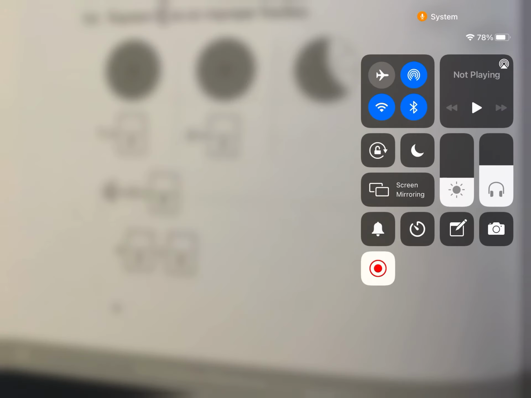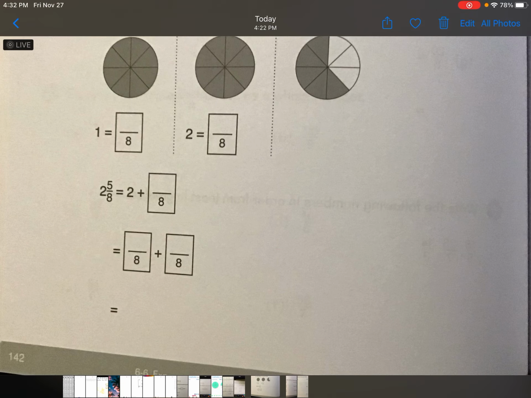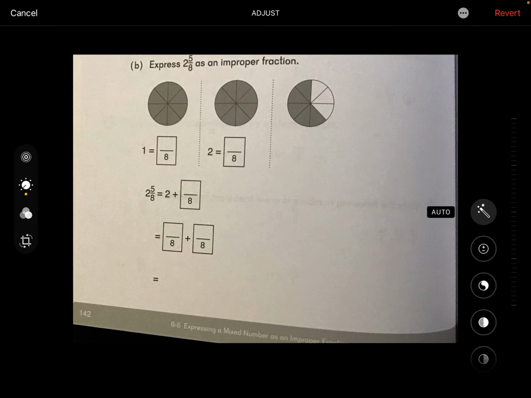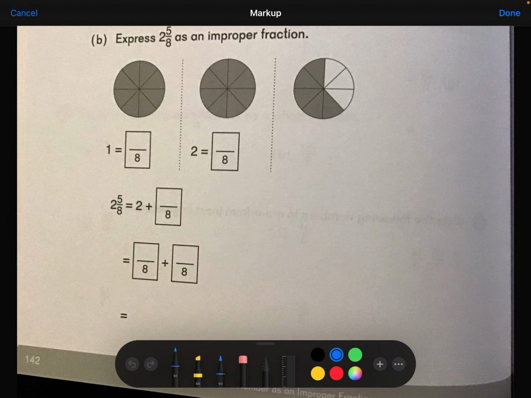This is for 4th grade, chapter 6.6. So we are talking about taking a mixed number and turning it into an improper fraction. The workbook on page 142 gives us some fraction discs that help us figure out how to turn a mixed number into an improper fraction. So let's take a look at that.